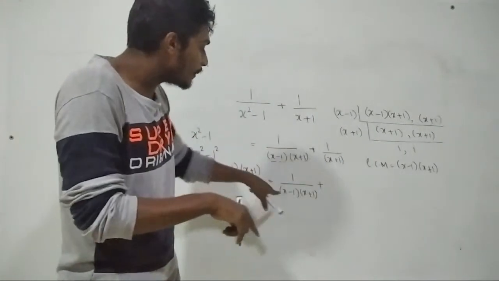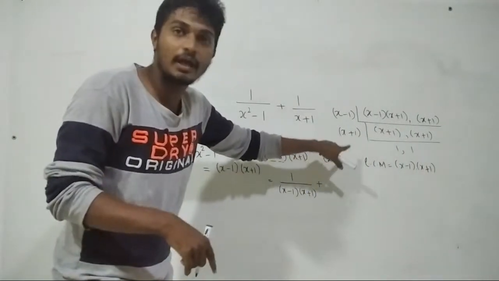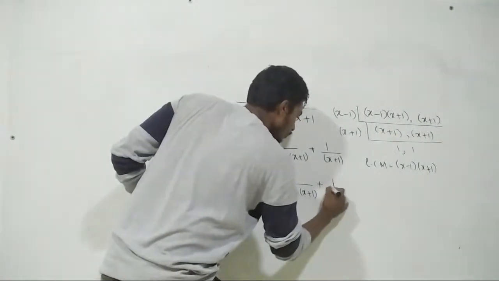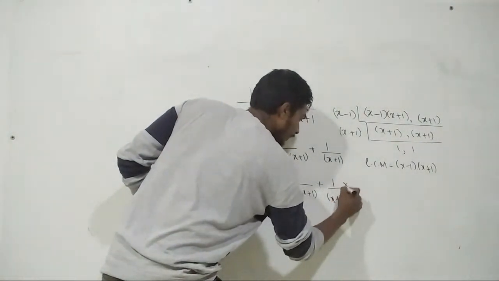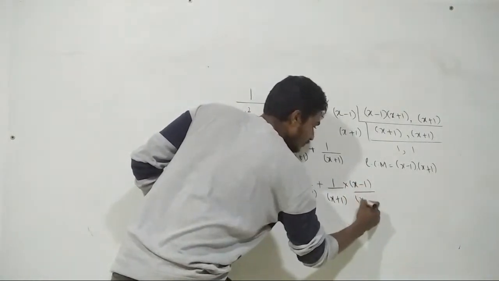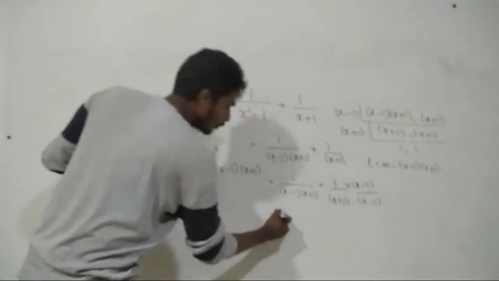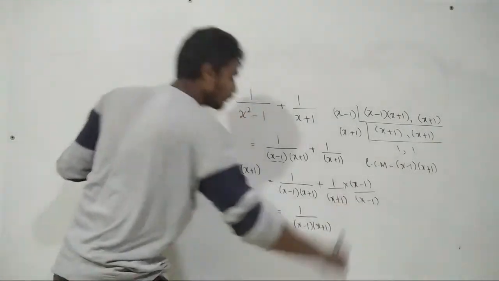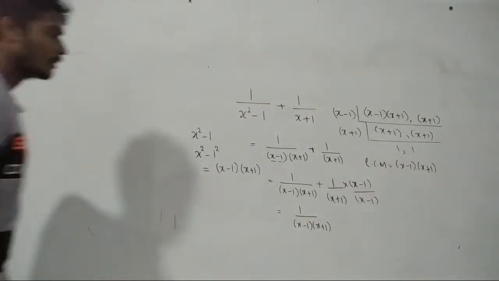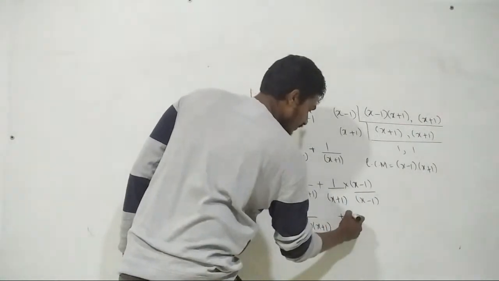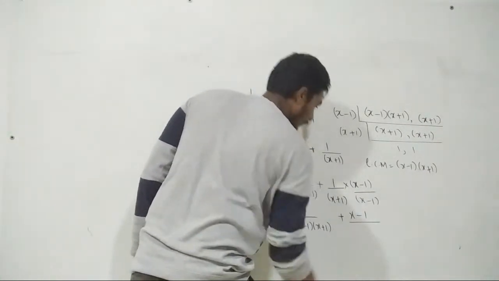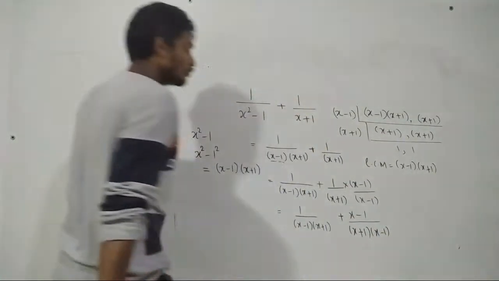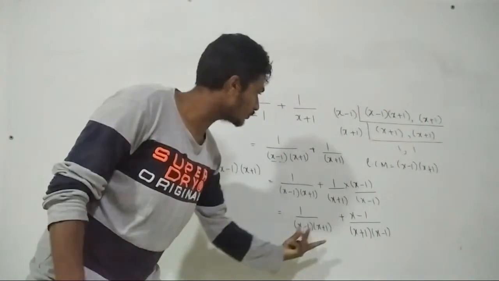So guys, in order for us to make the denominators the same, we have to multiply up and down by what? x minus 1. So x plus 1 is multiplied up and down by x minus 1. When you do this, you will have 1 over x minus 1 into x plus 1, and 1 over x plus 1 becomes x minus 1 divided by x plus 1 into x minus 1. So guys, now the denominators are the same.